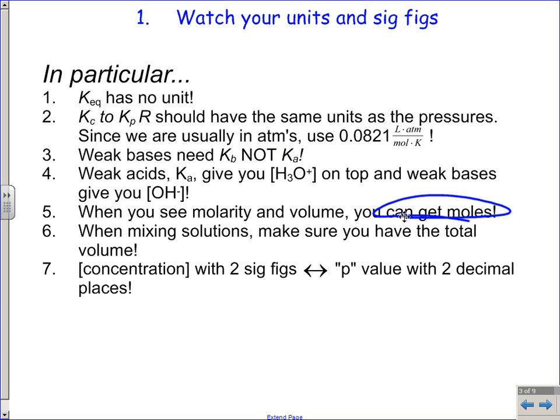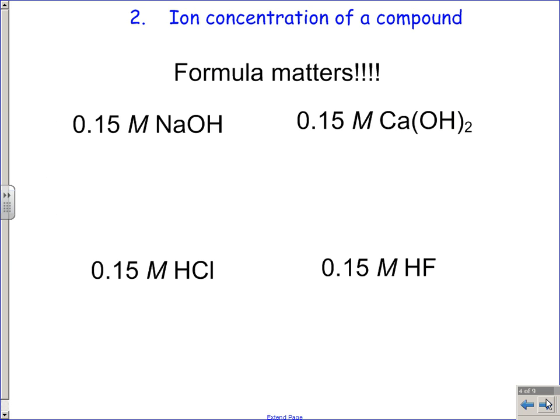And then finally, with sig figs, remember if you have two significant figures in your concentration, as a p-value, that would be two decimal places and vice versa. Those are some common unit issues to watch out for.